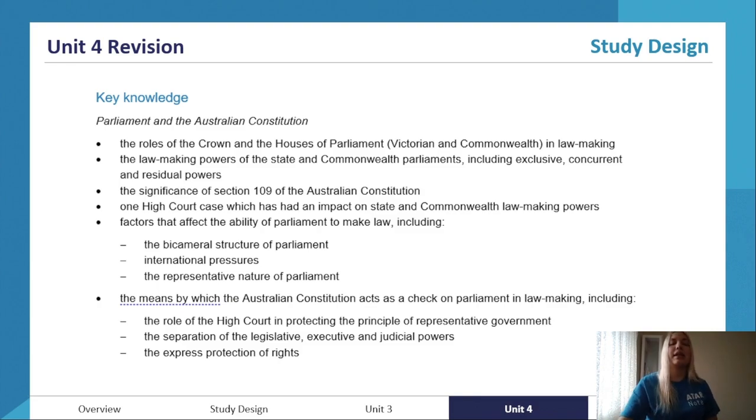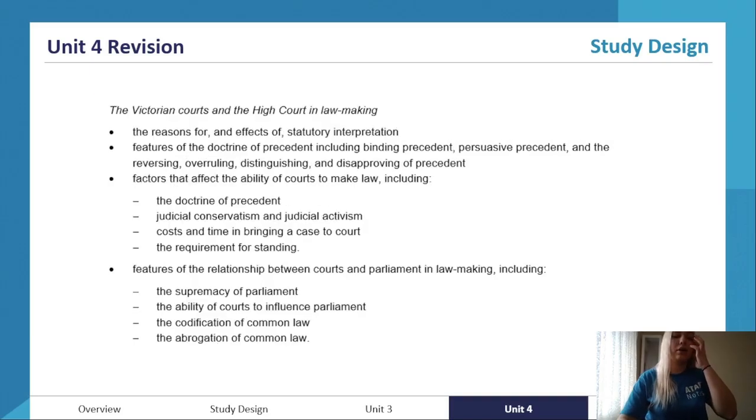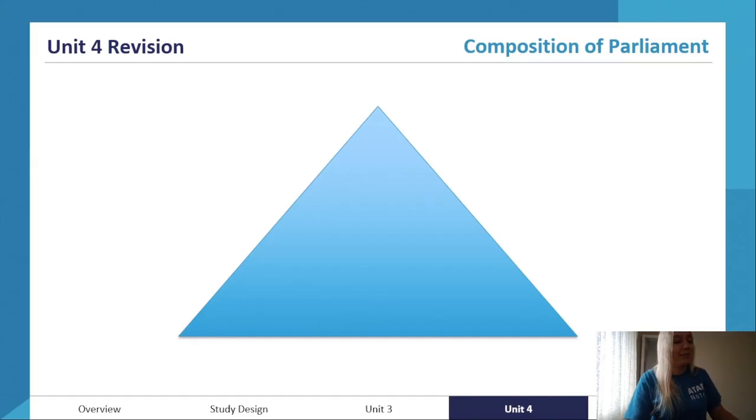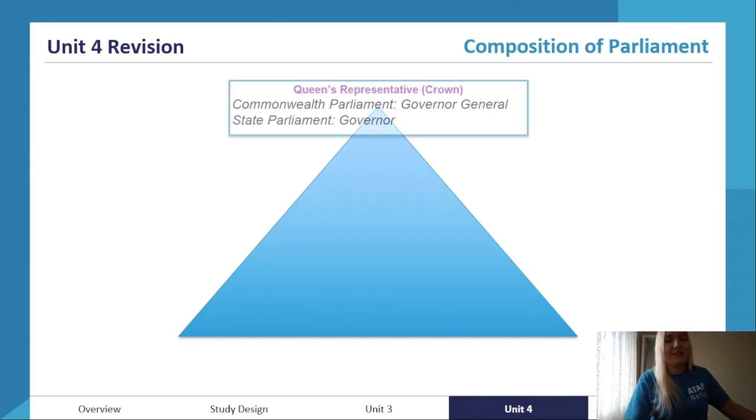Again, you can see your key knowledge dot points. If you attended the July lecture, Unit 4, Area of Study 1 was the focus of that one, and there is quite a bit going on. I've tried to make it a little bit shorter so we can move through it in a realistic manner. But the first thing we need to start with is the composition of Parliament.